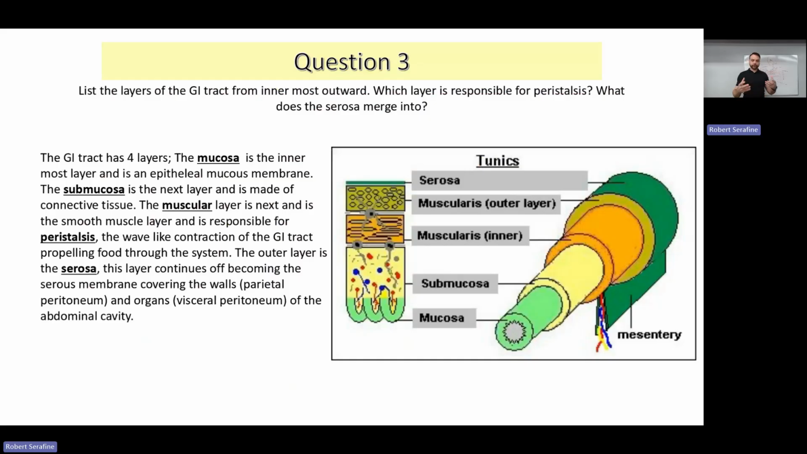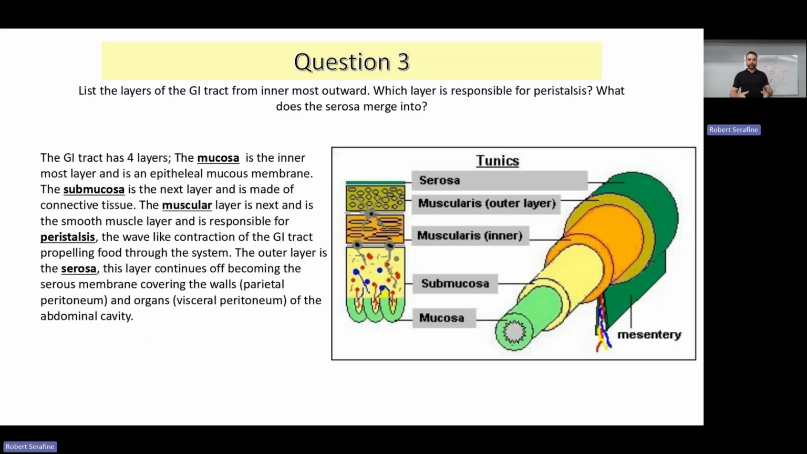And then our outermost layer is the serosa, which, if you remember back to our basic anatomy lecture, the serosa layer, or the serous membrane, is an epithelial membrane that typically lines the organs within a body cavity or the walls of the body cavity. So in this particular case, the serosa is actually what we call the visceral serous membrane, which means the serous membrane that is covering the organs in that cavity.